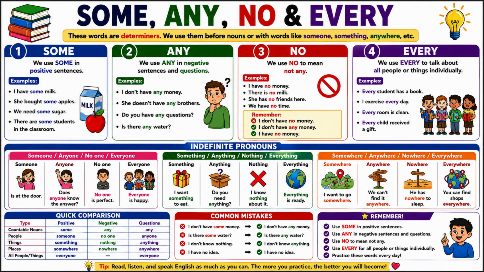Conclusion. Excellent work. Now you know how to use some, any, no, and every correctly in everyday English. Practice making your own sentences and review this lesson regularly to become more confident in speaking and writing English.